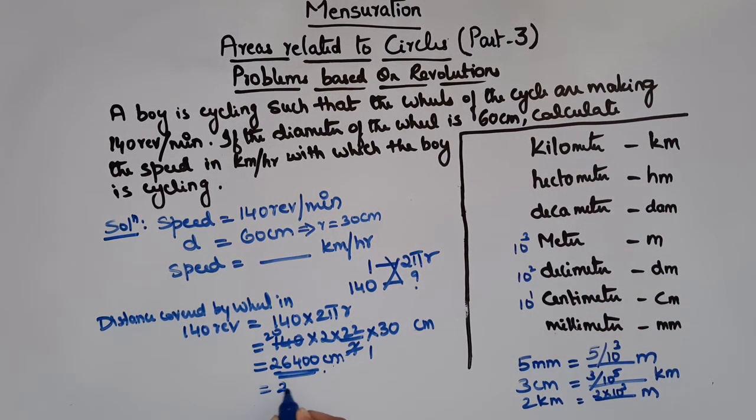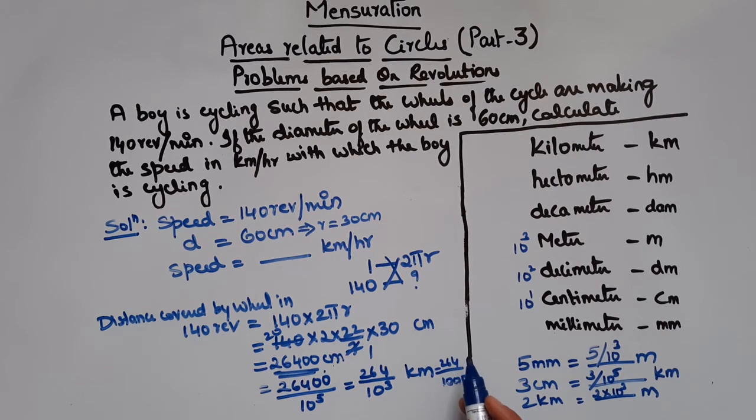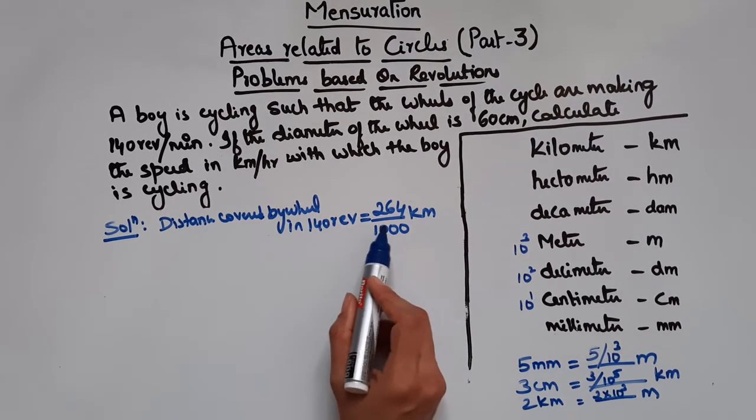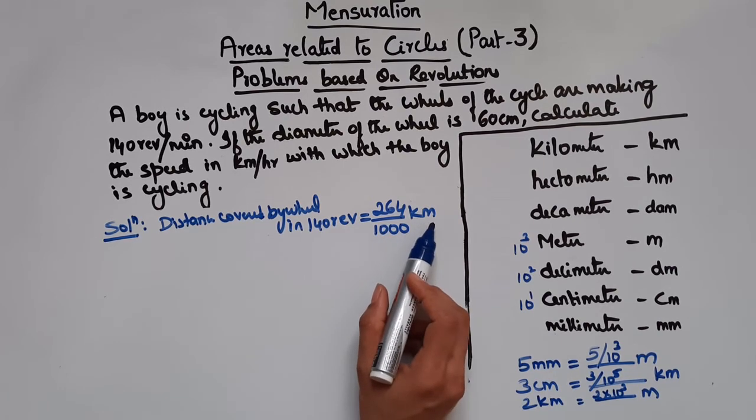Which is equal to 26400 by 10 power 5, and this will give you kilometers. So 2 zeros are gone, we are left with 264 by 10 power, here 2 zeros are gone, so 10 power 3 kilometers, right, which is nothing but 264 by 10 power 3 means 3 zeros. So now let's see what is the distance per minute and then to hours. But before that, pause the video and note this down. So now we have distance covered by wheel in 140 revolution is 264 by 1000 kilometers.